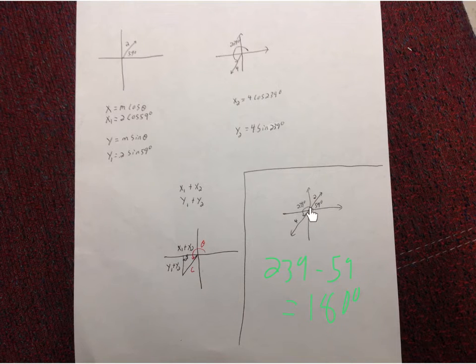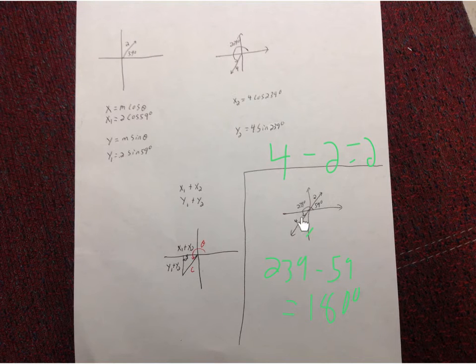I actually didn't recognize that fact when I explained all this. So this is kind of a special case. If these two vectors are going in the opposite direction, you can just subtract the two magnitudes, and 4 minus 2 is 2.